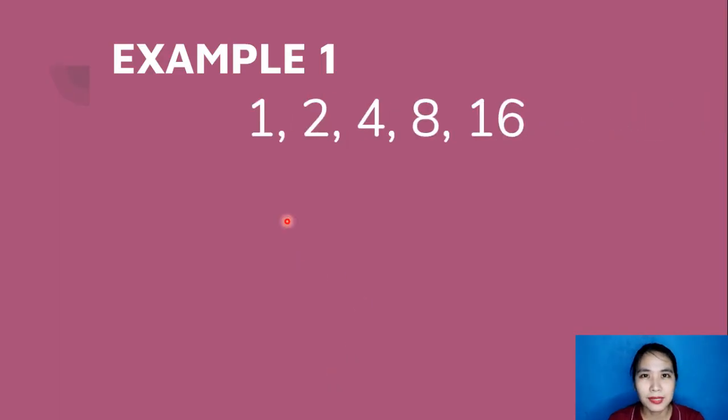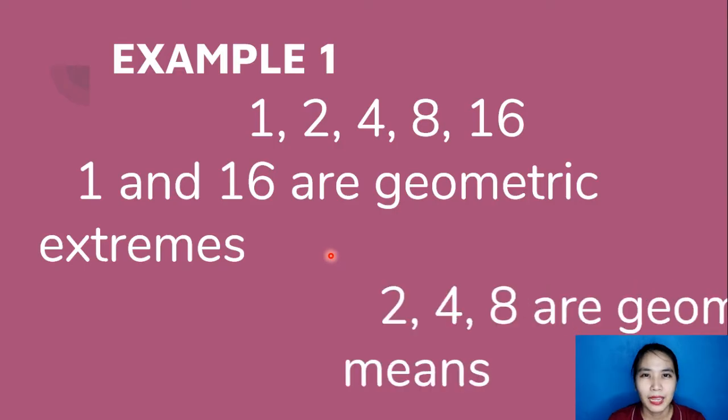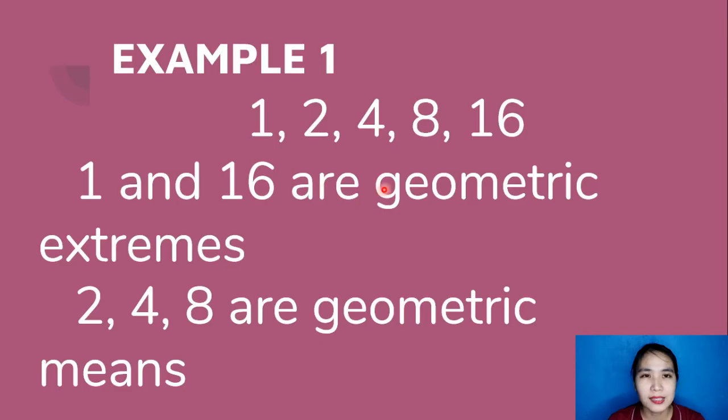The given geometric sequence is 1, 2, 4, 8, 16. In this given geometric sequence, our 1 is the first term and our 16 is our last term. So our 1 and 16 here will be considered as geometric extremes. And the terms between 1 and 16, such as 2, 4, and 8, will now be considered as geometric means.